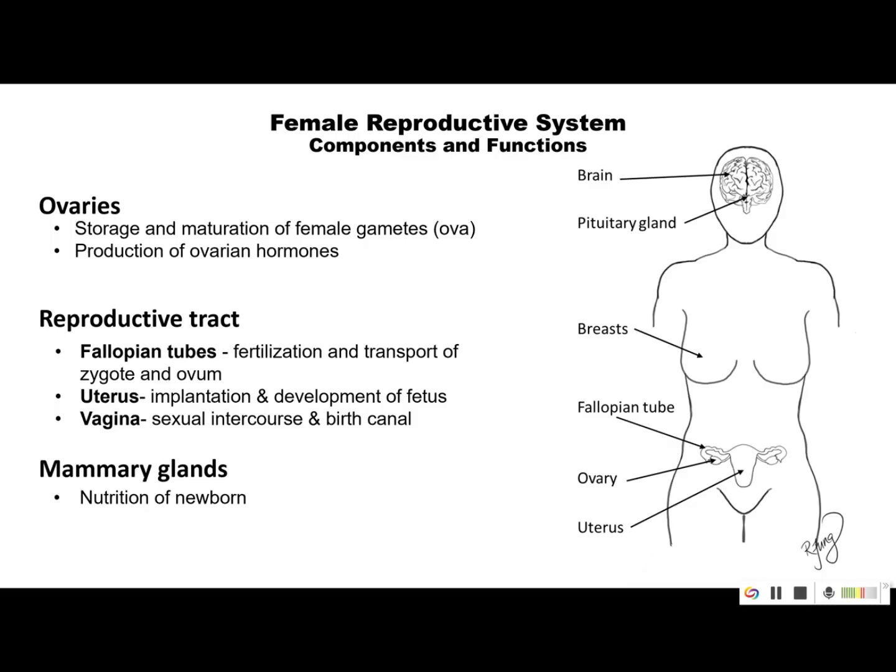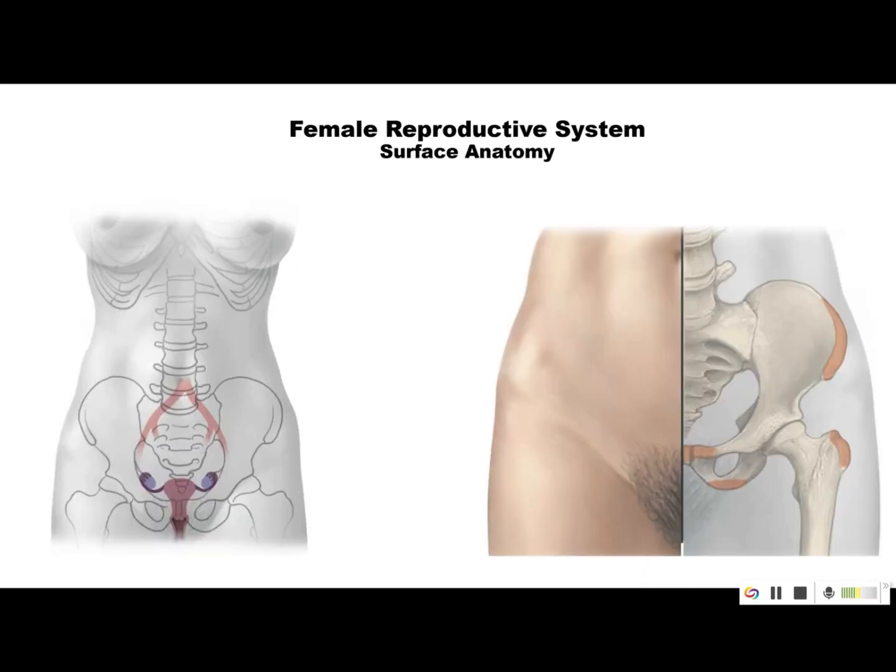The functions of different components of the reproductive system are integrated by the hypothalamus, pituitary, and ovarian hormones, in addition to complex neurological pathways. With the exception of the breasts, which are associated with the anterior thoracic wall, the ovaries and the entire reproductive tract are located in the pelvis.